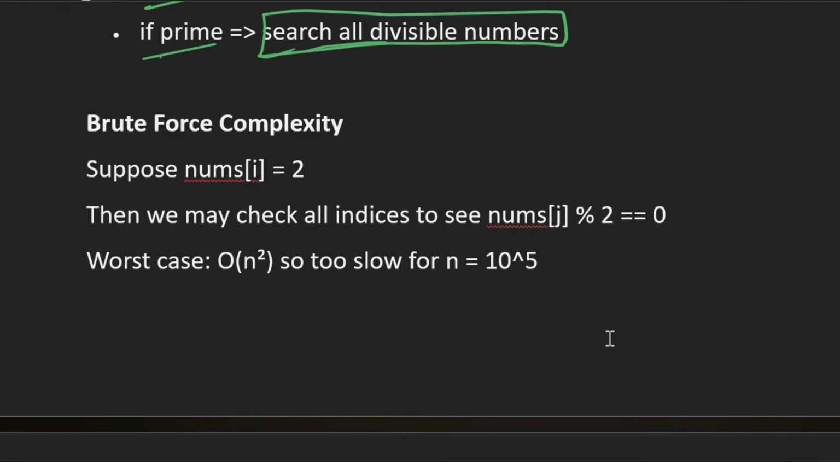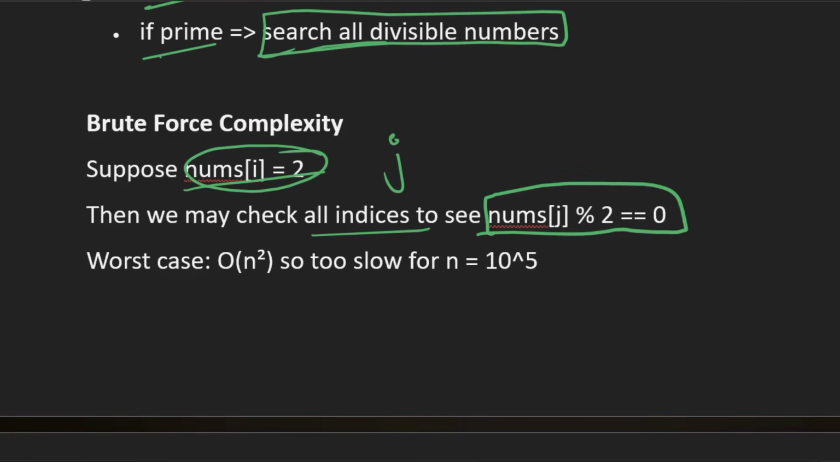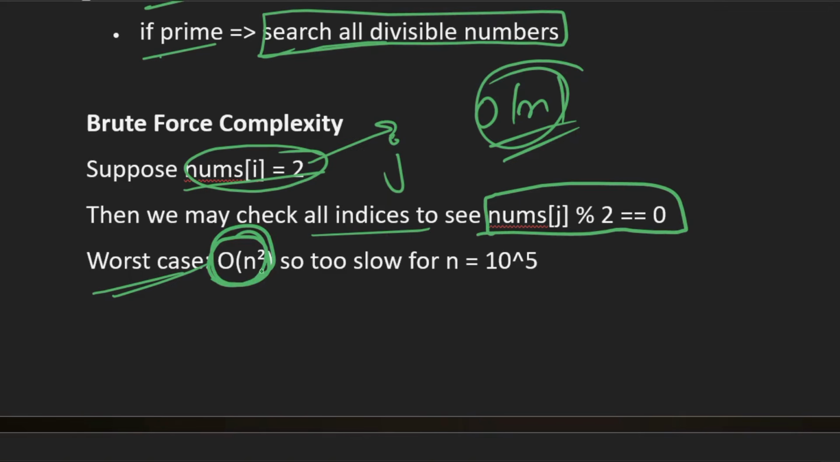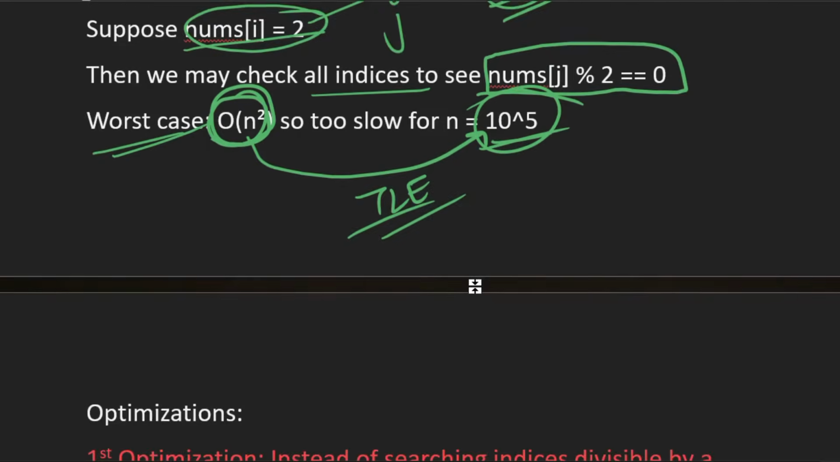If you see the brute force complexity, suppose nums[i] is equal to 2, then we check all the indexes j where nums[j] modulo 2 is equal to 0. So for every prime number, we have to check n indexes, that is O(n). In the worst case it can be O(n^2), and O(n^2) will give time limit exceeded for 10^5, right? So our brute force approach will not be working.